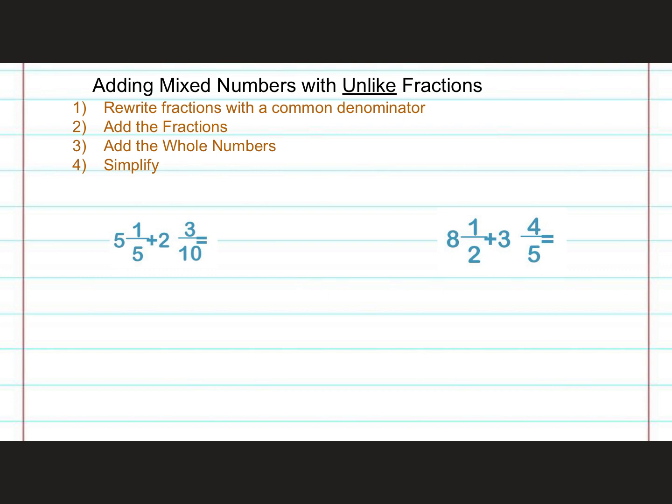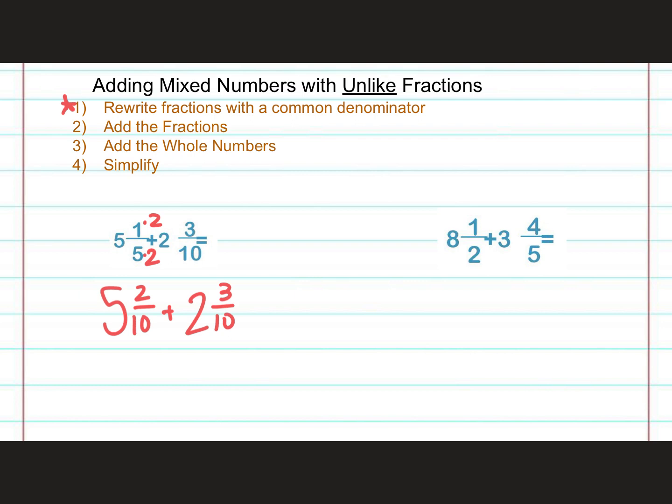Now when we're adding mixed numbers with unlike fractions, so again, that means the denominator is different, we just have one extra step, just like with adding and subtracting fractions. We need to get the fractions to have a common denominator, and then we can add everything. So 5 and 1/5 plus 2 and 3/10. I know that I can turn fifths into tenths by multiplying it by 2, and I multiply the top by 2 as well. So then this would be 5 and 2/10 plus 2 and 3/10.